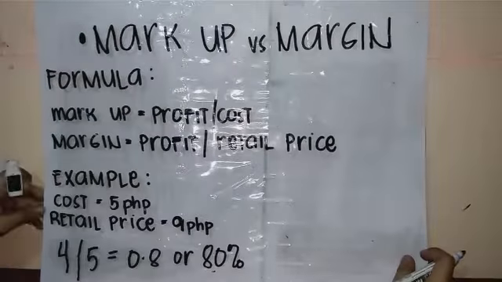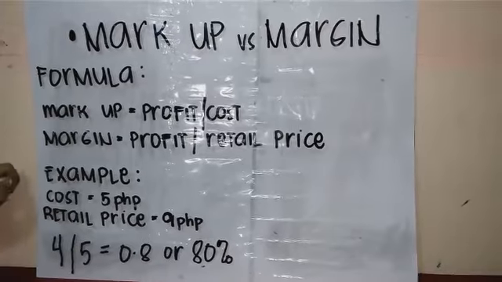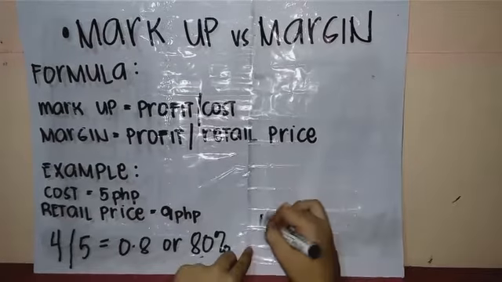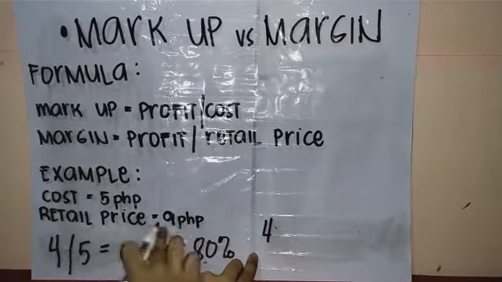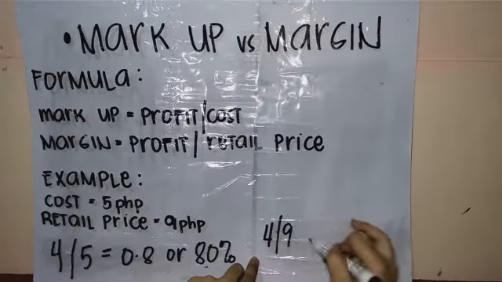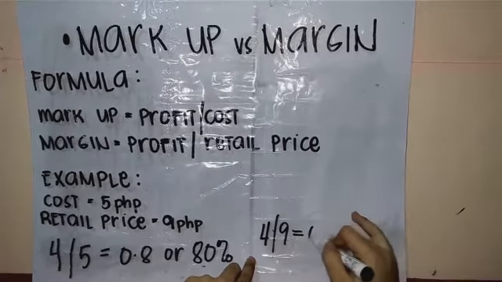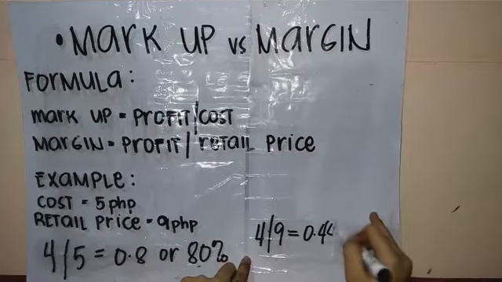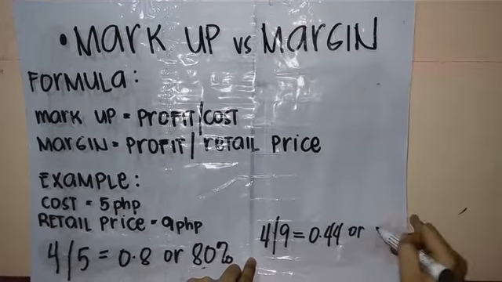And then the margin is equal to profit divide retail price, which is 4 divide the retail price, 9, is equal to 0.44 or 44%.